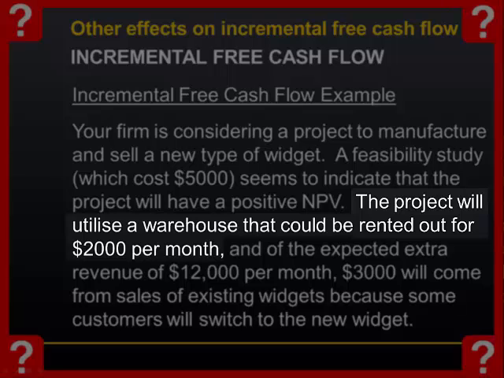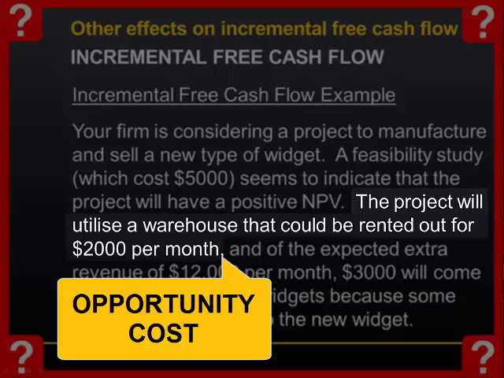The $2,000 that the warehouse could have been rented out is an opportunity cost. If we don't go ahead with the project, the firm will be better off by $2,000 per month. So going ahead with the project costs the firm $2,000 per month in lost potential revenue.